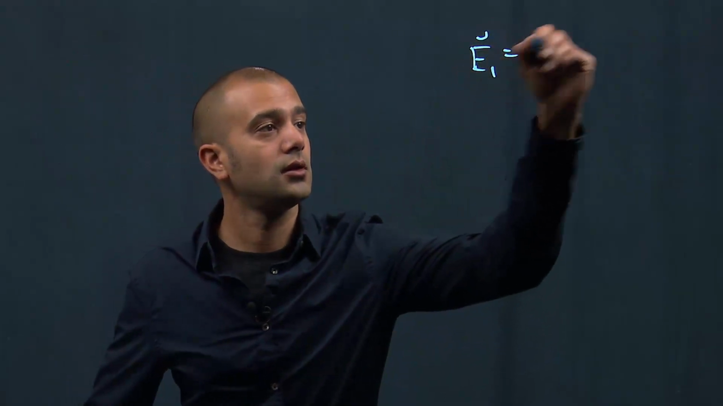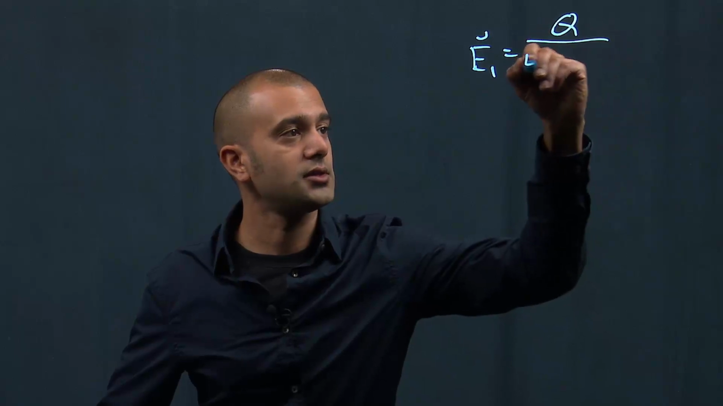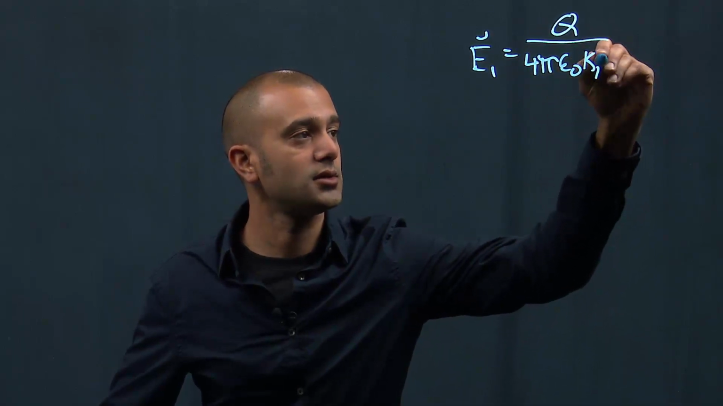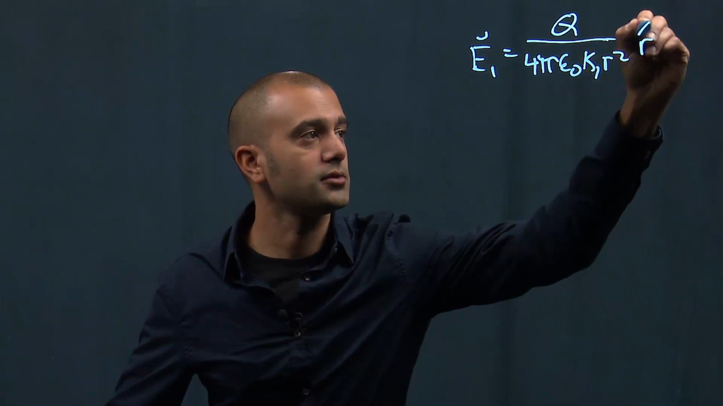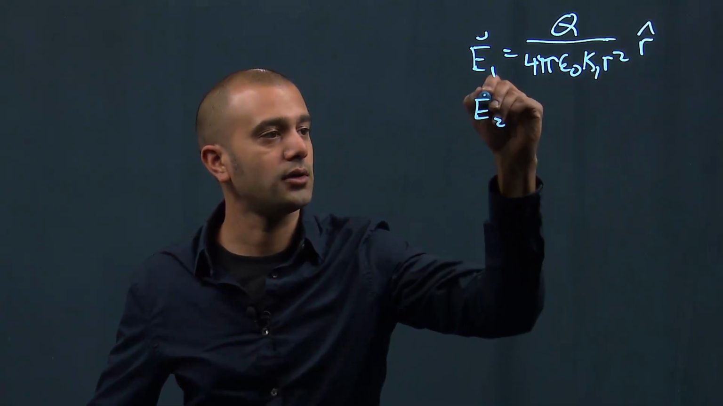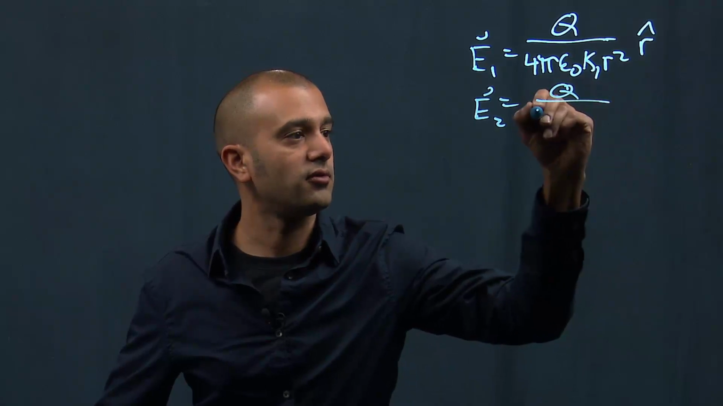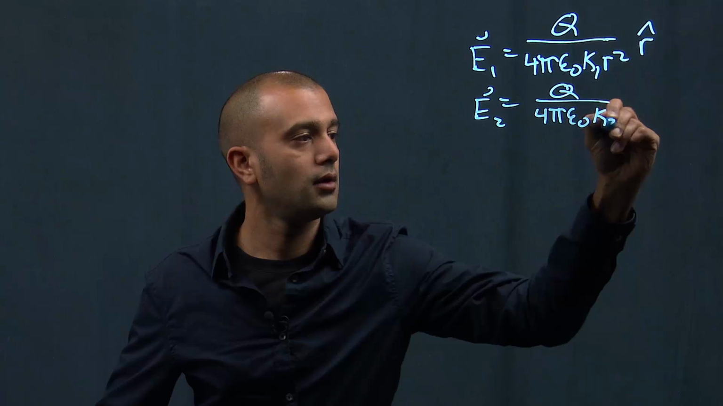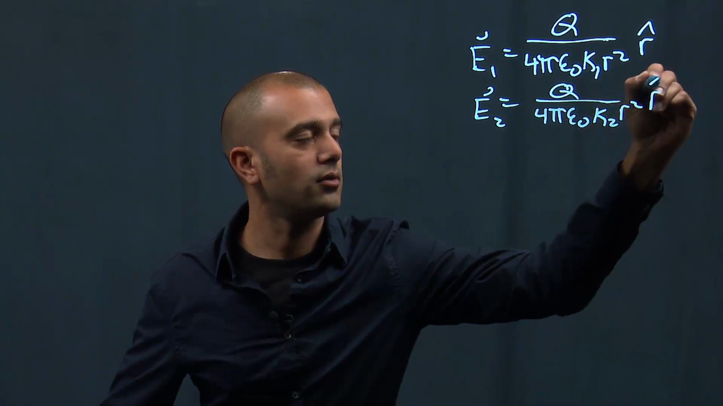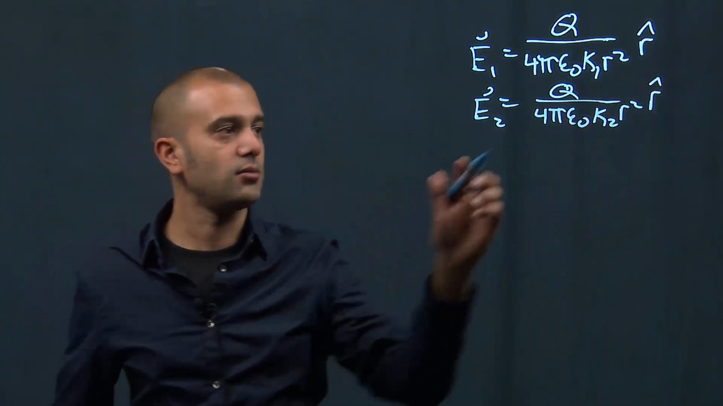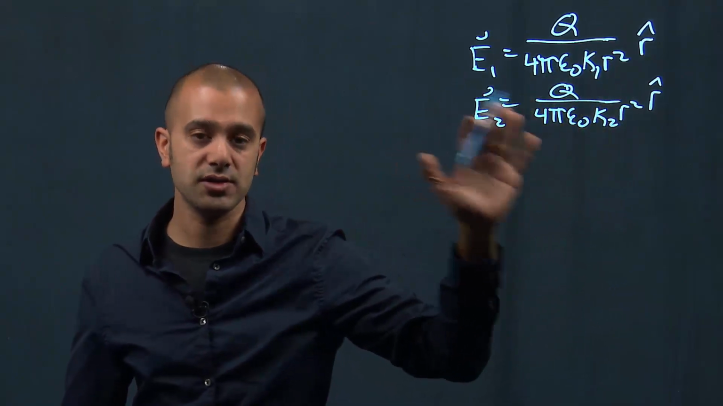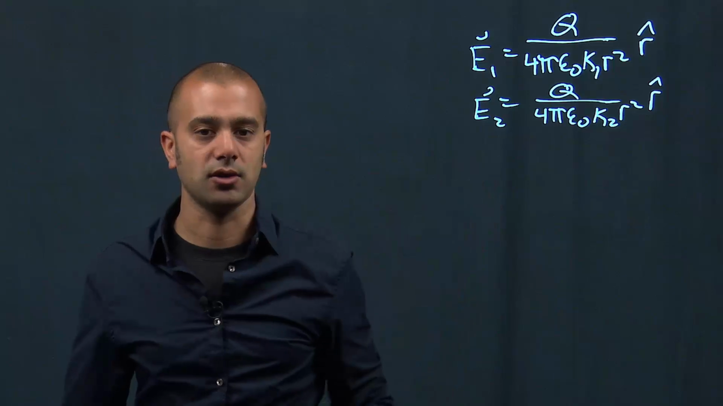So what you should have gotten for the fields is the field on the inside is equal to Q divided by 4 pi epsilon naught times the dielectric constant, and it's inversely proportional to the radial distance squared, and then likewise for the field on the outside. Note that with Gauss's law, you would have got the exact same thing without the dielectric constant. So just to get the field in the presence of the dielectric, you just divide by the dielectric constant.